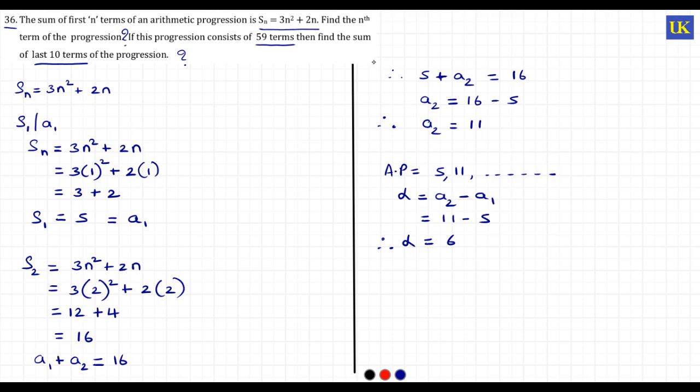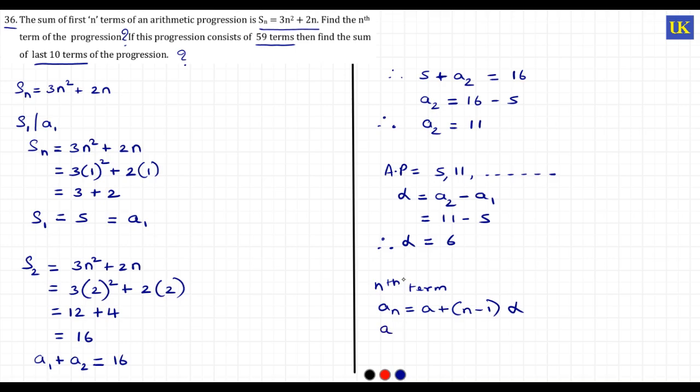They have asked us to find the nth term of the progression. So we know the formula to find the nth term. Now we will take the formula a_n is equal to a plus (n minus 1) into d.